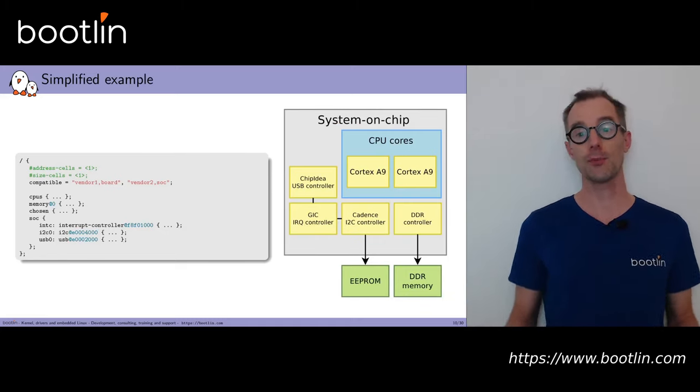Also, the bindings should be operating system agnostic, which means that for a given piece of hardware, the device tree should ideally be the same for U-Boot, for FreeBSD, for Linux. So we really need to describe the hardware, but not how it is used by a particular operating system.